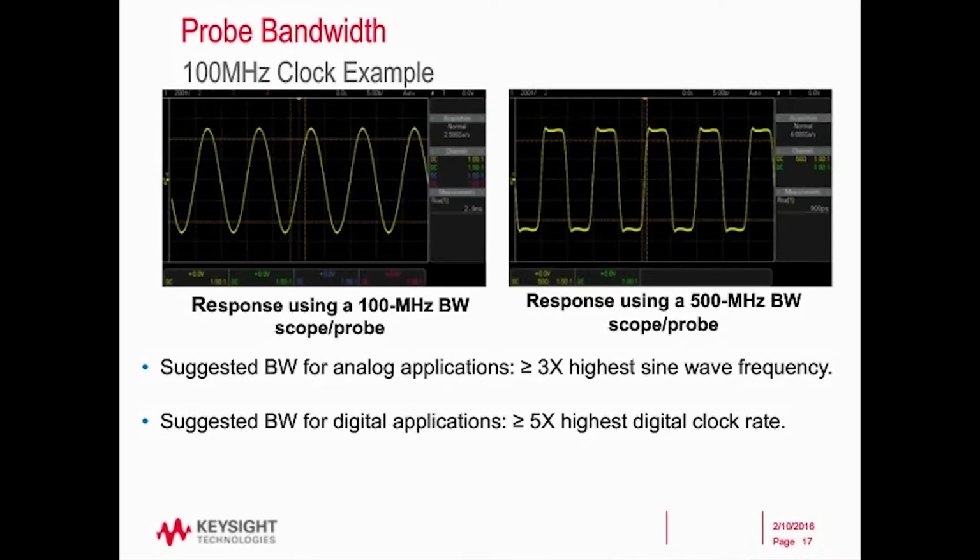So what you can take away from this is that the suggested bandwidth in analog applications is at least 3 times higher than the fastest sine wave frequency in your system. Or if you've got a digital system, you just say, I need bandwidth that's about 5 times my clock rate.